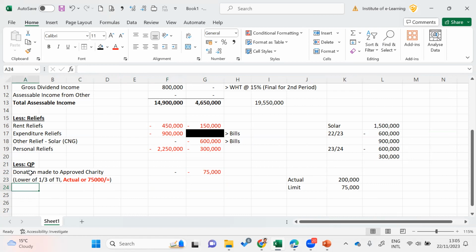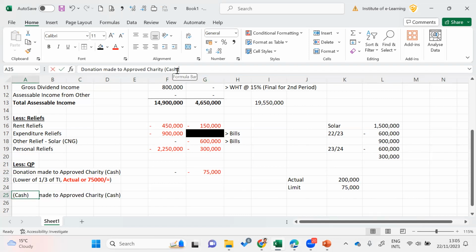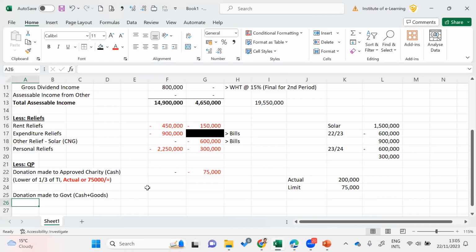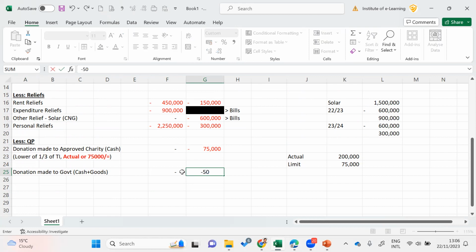Therefore, I will consider it in the second period, right? Then donation made to government. Here, one thing I missed informing you: it should be in cash. If you donate in cash, in money, you can deduct it. Donation made to government, either cash or goods, you can deduct anything without any limitation. Let's say this person has donated some beds to a government hospital, say 500,000. Then he can deduct 500,000. There is no limitation. The entire amount is eligible to deduct.